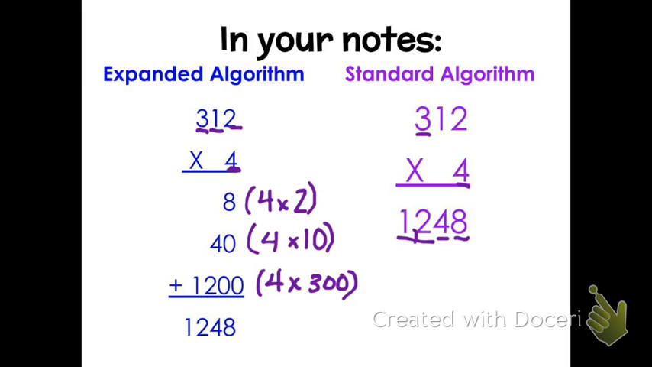Our problem did tell us to check for reasonableness, so I better do that. For this one, 312 is pretty close to 300. So I'll do 3 times 4, which will give me 12, and bring my 2 zeros. Well, 1,200 is pretty close to 1,248.